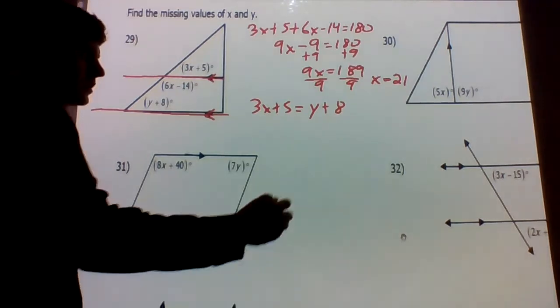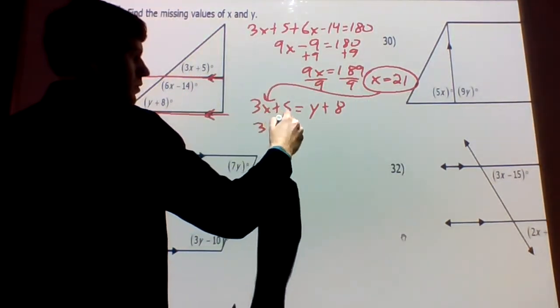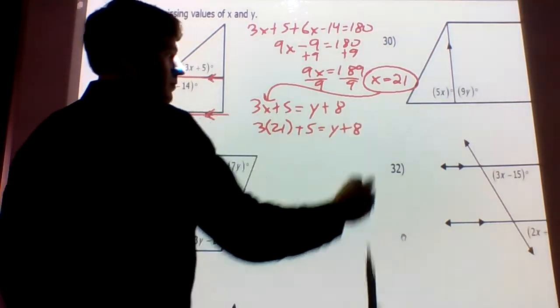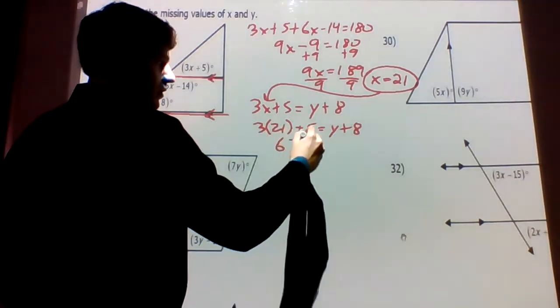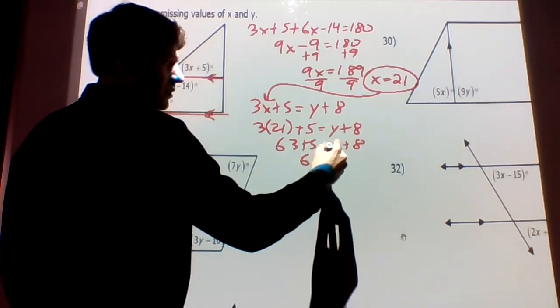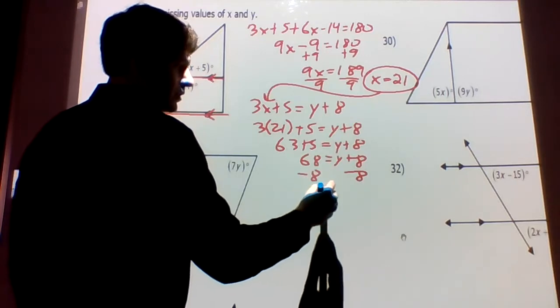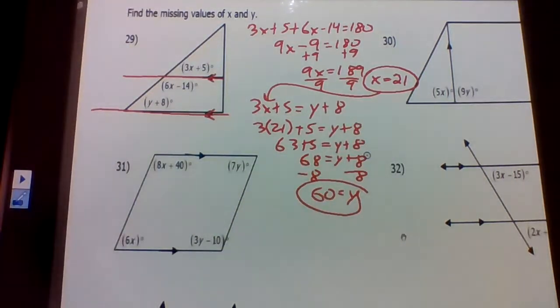We substitute in 21 here for x. So we have 3 times 21 plus 5 equals y plus 8. That's going to be 63 plus 5 equals y plus 8. That's 68. And we subtract 8 from both sides, and we get 60 equals y. So x is 21, y is 60.